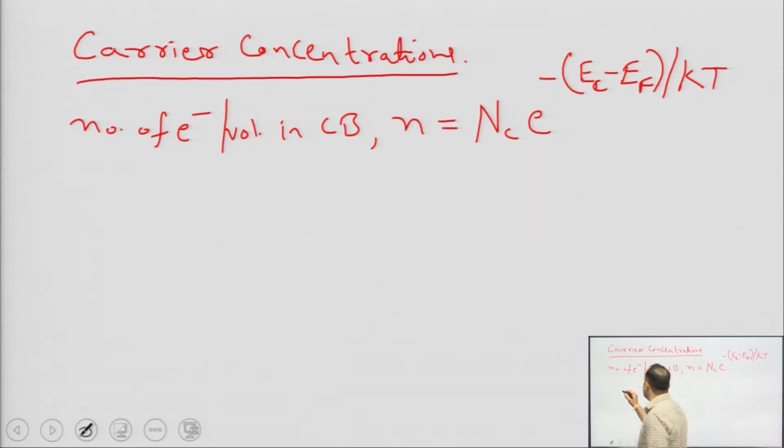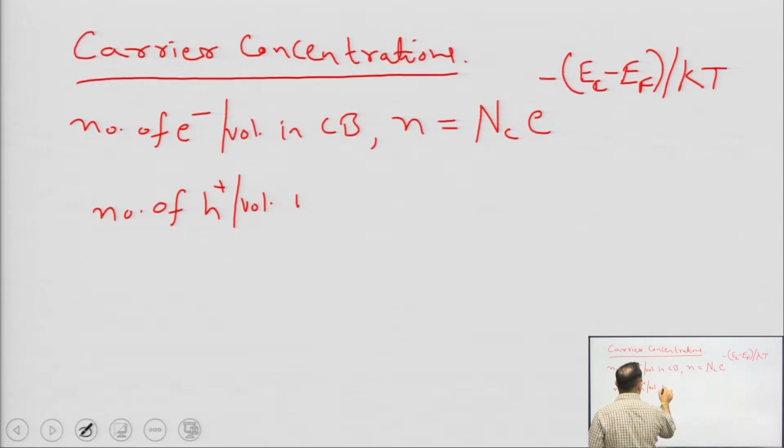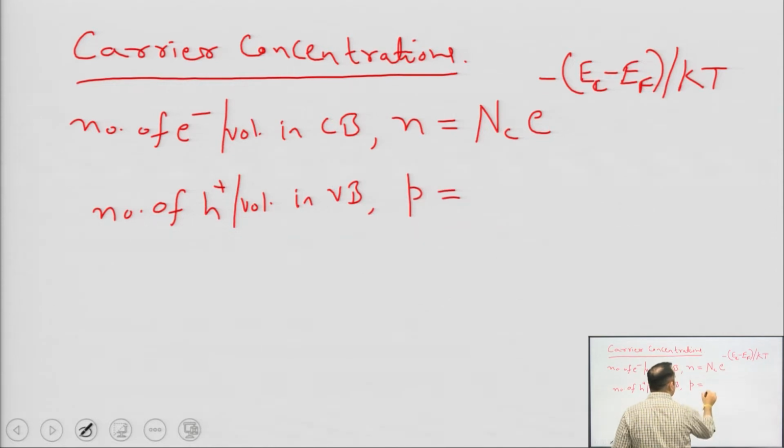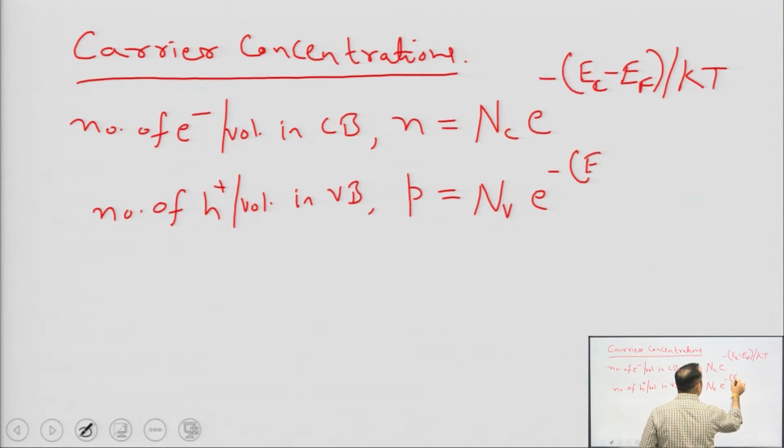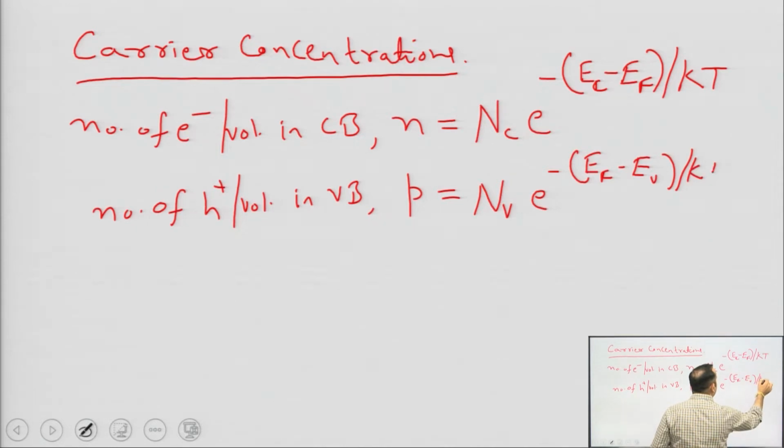In addition to this, we arrived at another expression which is the number of holes per unit volume in the valence band. This is denoted by p and given as N_v e to the power minus (E_f minus E_v) over kT. Here N_v is the effective density of states in the valence band and E_v represents the maximum energy level inside the valence band. So, this is where we concluded our previous lecture.